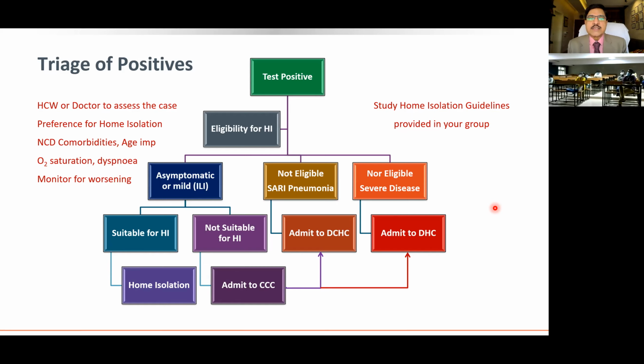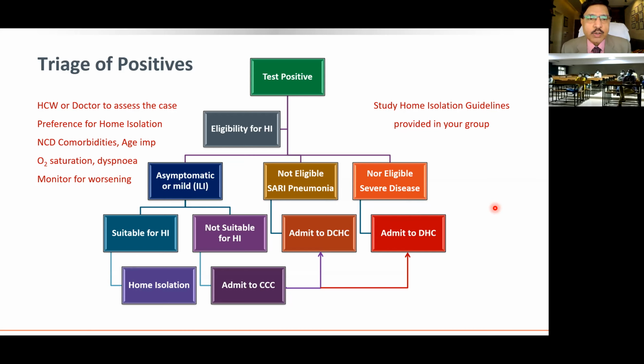Now, the disease can be of three types: asymptomatic illness or mild illness. Asymptomatic, no symptoms at all, only test is positive, and mild illness is ILI, that is influenza-like illness. The second category is who have acute respiratory pneumonia, that is SARI type of pneumonia, severe acute respiratory illness, that is SARI pneumonia. They are also not eligible. And of course, people who have desaturated, not severe diseases, they are not eligible for home isolation.